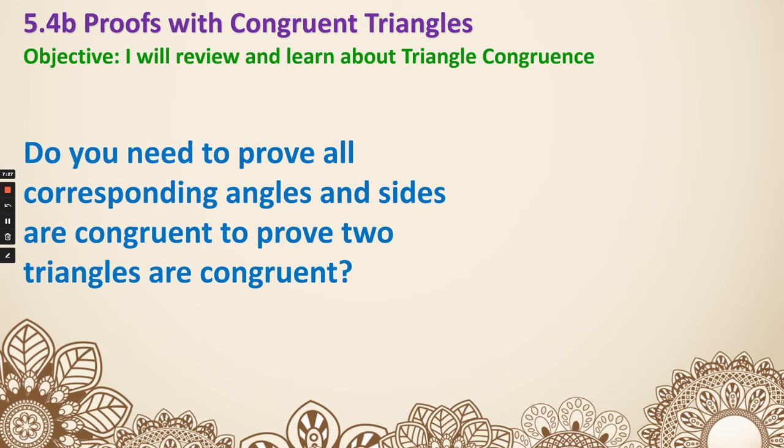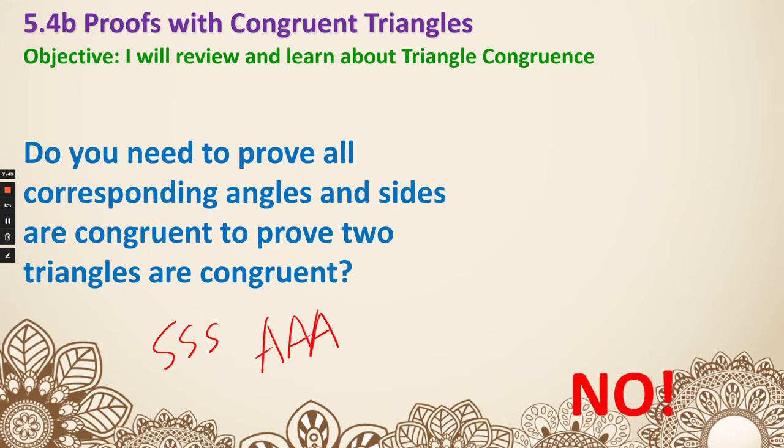Next question, do you need to prove all corresponding angles and sides are congruent to prove two triangles are congruent? That's basically saying, do you actually need all three pairs of sides and all three pairs of angles to actually prove? The answer is no. If we have enough information, we can just use what we have.